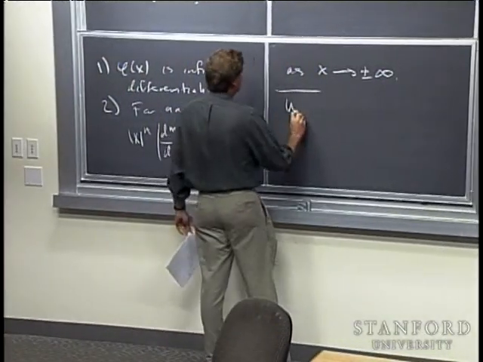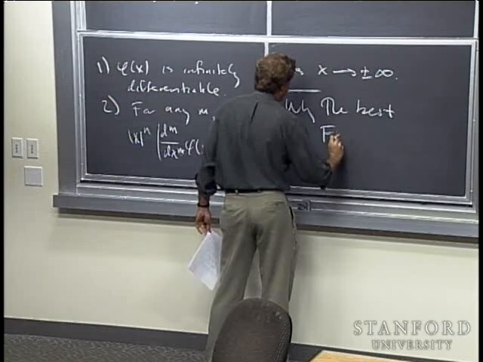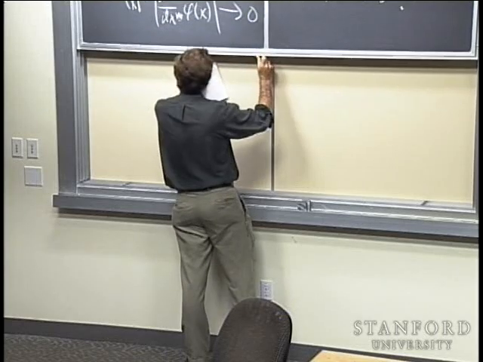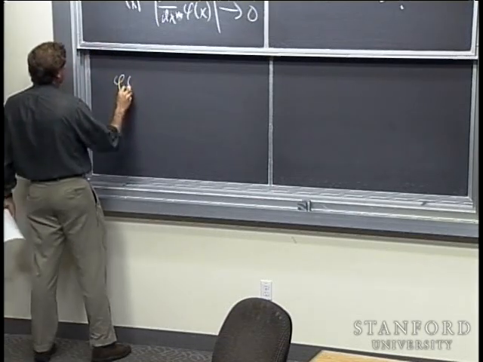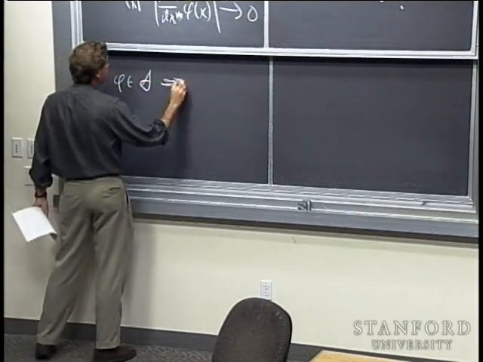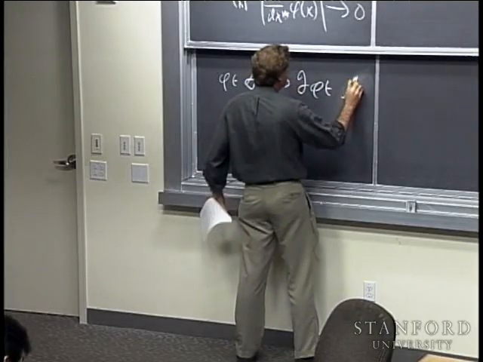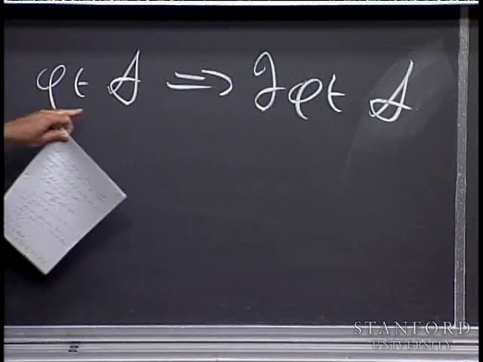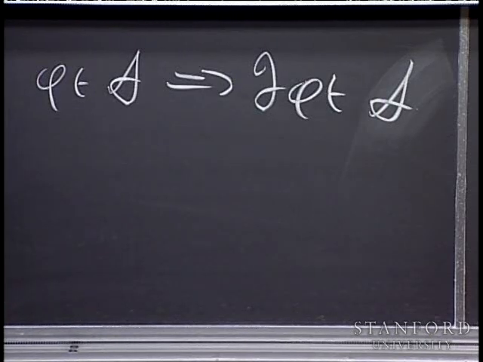So why the best for Fourier? Well, one reason is that if phi is a rapidly decreasing function, then so is its Fourier transform. It is also in S. All right. That is, if the function decreases faster than any power of x, and any derivative decreases faster than any power of x, so is true for the Fourier transform. Also, if the function is infinitely differentiable, so is its Fourier transform. All the properties are preserved. All those analytical properties are preserved by Fourier transforms.